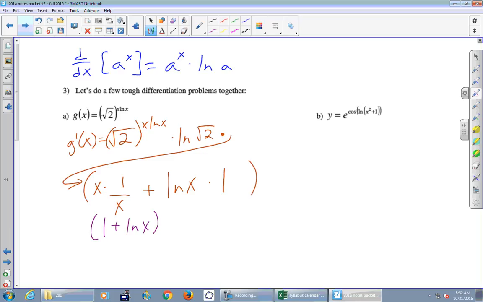Okay, let's try part B. e to the cosine of ln of x squared plus 1. What's the overarching rule for this one? This is the e to the x rule, right? It's e to some stuff. So I don't think we need to write that one. We know it pretty well. y prime equals. Okay, derivative of e to the x, it's e to the x. So the derivative of e to the cosine of ln of x squared plus 1 is e to the cosine of ln of x squared plus 1. Copy the entire thing.